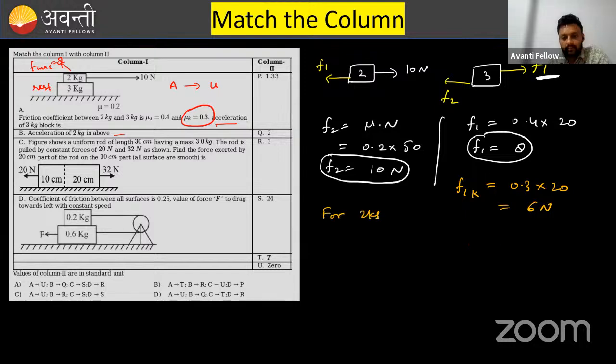The acceleration. 2 kg block net force is what? 10 minus F1. 10 minus F1 is 4. So acceleration will be 4 by 2. That is 2 meter per second square. 2 meter per second square goes with what? Option number Q. That means we can again write B is Q.